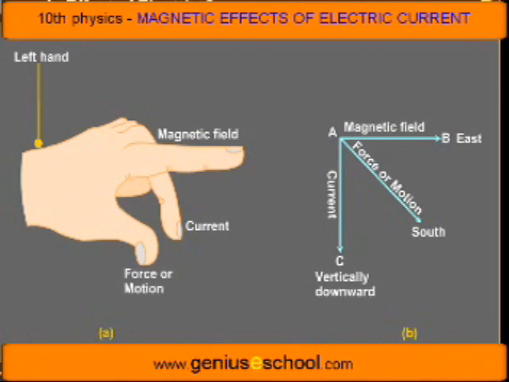To memorize Fleming's left-hand rule, we should remember that the forefinger represents the magnetic field, both starting with the letter F. The center finger represents current, both center and current start with letter C. And the thumb represents force or motion, both thumb and motion contain the letter M.